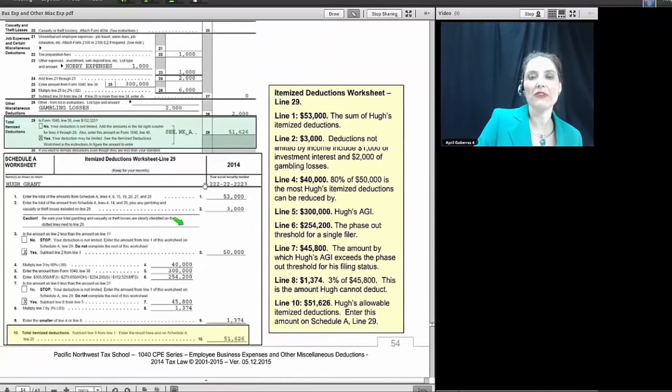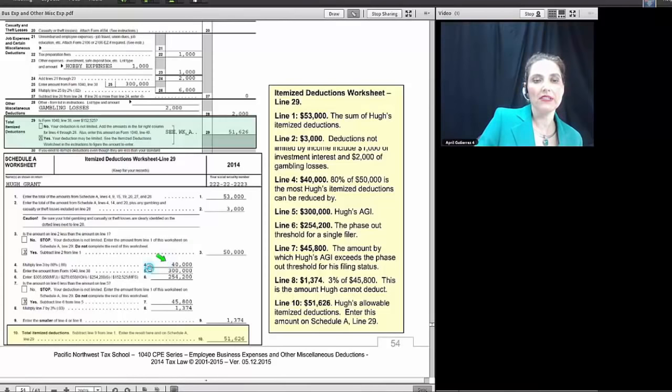We're going to take the $53,000 of total deductions that he has, and from that we're going to separate out the amount that has to do with the gambling loss as well as the investment expense. So the investment interest expense was $1,000, and the gambling losses were $2,000. We total those up, $3,000, and we subtract those from his total itemized deductions. We're left with $50,000. We then take line 3 and multiply that by 80%. And when we do that, we get $40,000.